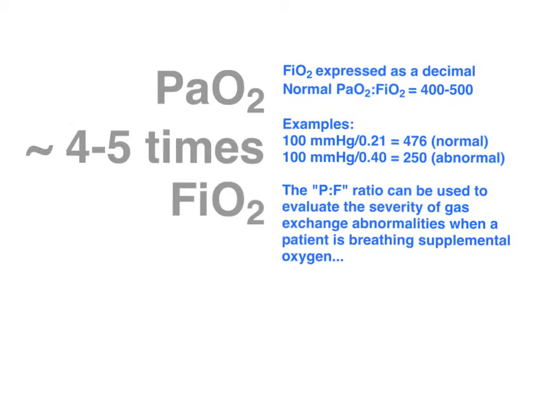And so here are a couple of examples. If you have an animal whose PaO2 is 100 millimeters of mercury, who's breathing 21% oxygen, its PaO2 to FiO2 ratio is 476, which is normal. If you have an animal whose PaO2 is 100, but who's breathing more oxygen to get to that 100, that's going to be worse lung function. The PF ratio is 250. So in sum, the PF ratio can be used to evaluate the severity of gas exchange abnormality when an animal is breathing supplemental oxygen.